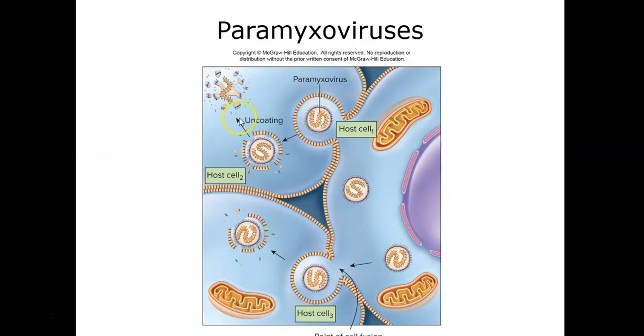So again, you've really got 3 different cells that are kind of coming together, and the cells are fusing together to form this giant one multinucleated cell.